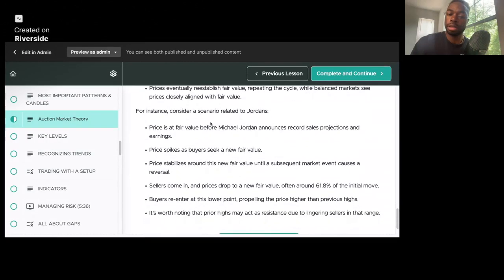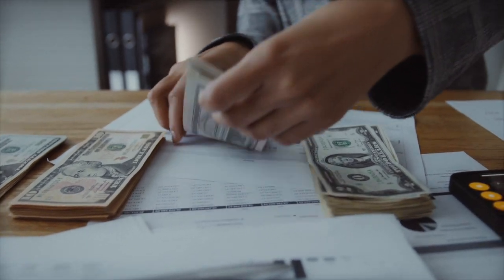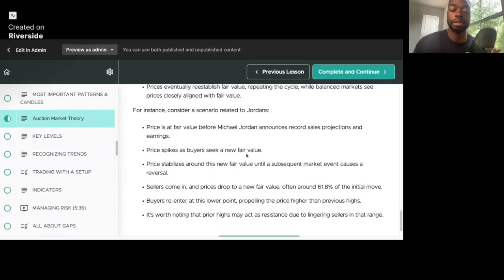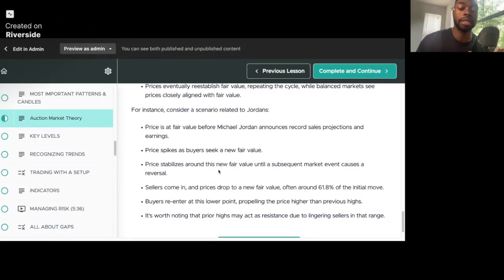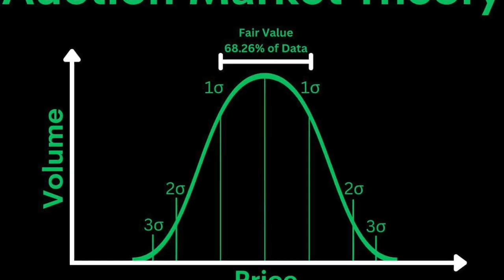For instance, consider a scenario related to Jordan. Prices are at fair value before Michael Jordan announces record sale projections and earnings. Price spikes as buyers seek a new fair value. Price stabilizes around this new fair value until a subsequent market event causes a reversal.